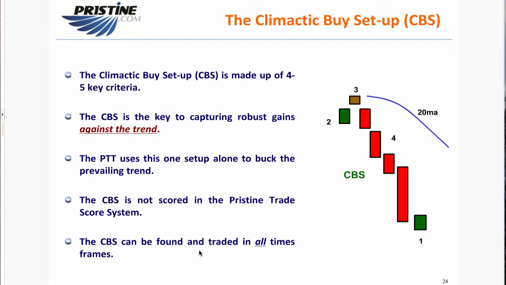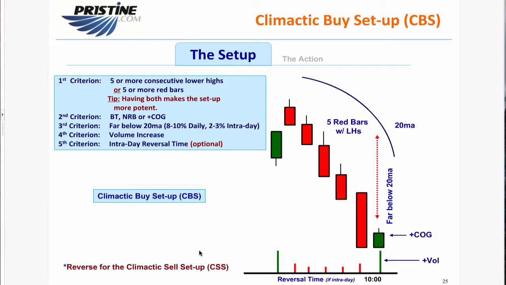So the setup and the criteria we're looking for are as follows: 5 or more consecutive lower highs or red bars. Having both makes it better because, again, it's a more fluid overall move. It communicates greater amounts of fear. You then have some kind of bottoming tail, narrow-bodied bar, changing of the guard, or some combination of those. It's also ideally far below the 20 MA. You want to see some extension there.